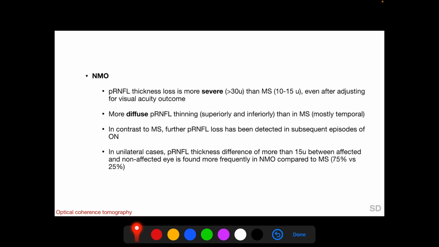Now in contrast to multiple sclerosis, in neuromyelitis optica we find further p-RNFL loss with subsequent episodes of optic neuritis. And in unilateral cases, a p-RNFL thickness difference of more than 15 microns between the affected and non-affected eye is found more frequently in neuromyelitis optica compared to multiple sclerosis. So the decrease in p-RNFL thickness can be more asymmetrical in NMO.